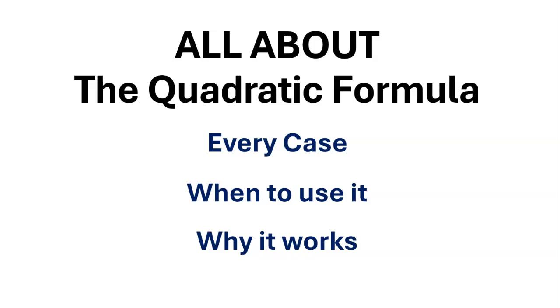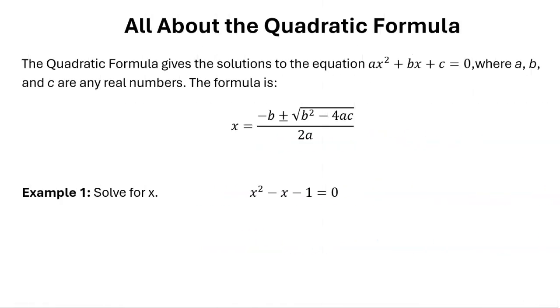actually came about. So the quadratic formula gives us solutions to the equation ax squared plus bx plus c equals 0, where a, b, and c are any real numbers. The formula is x equals negative b plus or minus the square root of b squared minus 4ac over 2a. And there are lots of fun songs to remember that if you need to, but most of the time your teacher will give that to you so that you have that available on tests.